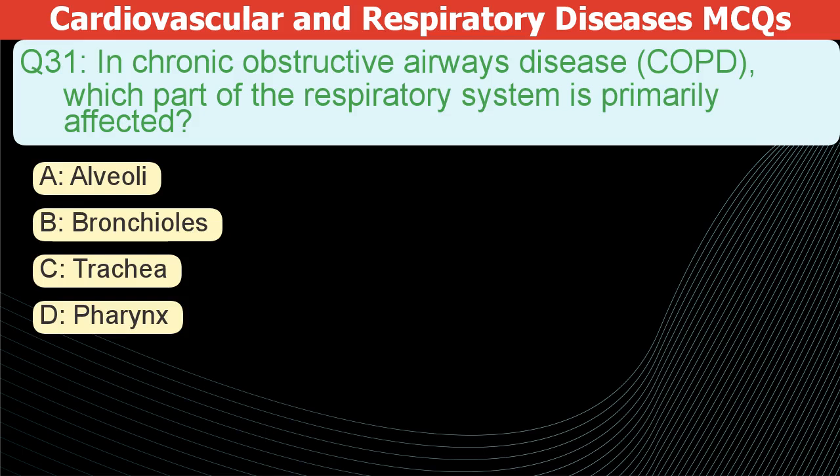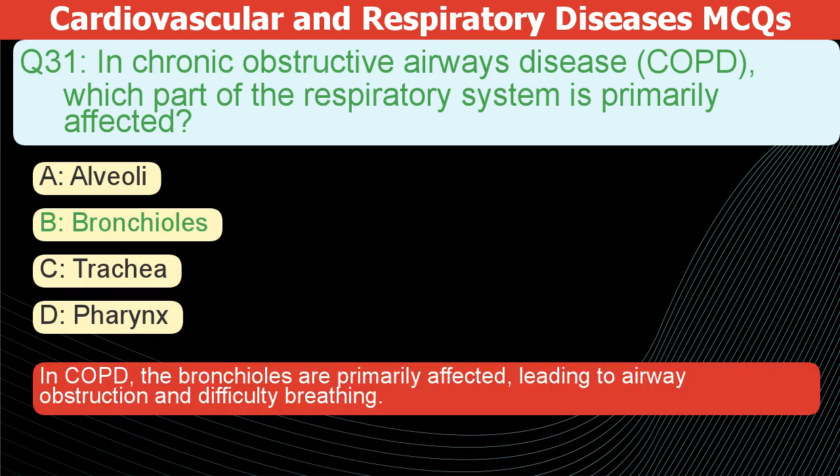In chronic obstructive pulmonary disease, or COPD, which part of the respiratory system is mainly affected? A. Alveoli. B. Bronchioles. C. Trachea. D. Pharynx. The correct answer is B. In COPD, the bronchioles are primarily affected, leading to airway obstruction and difficulty breathing.